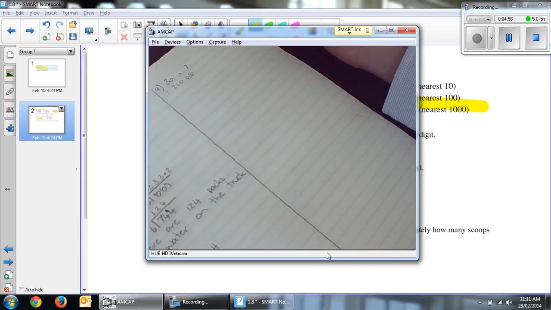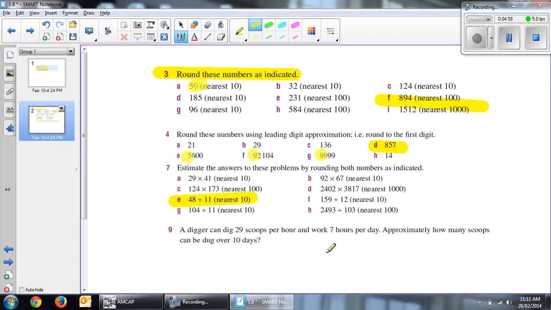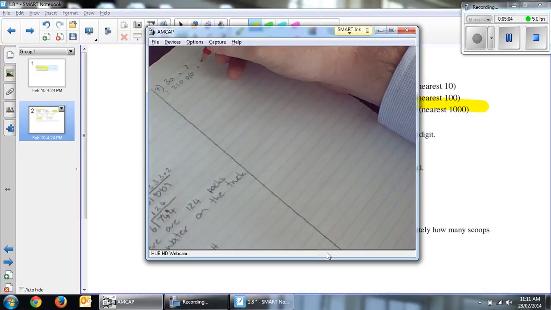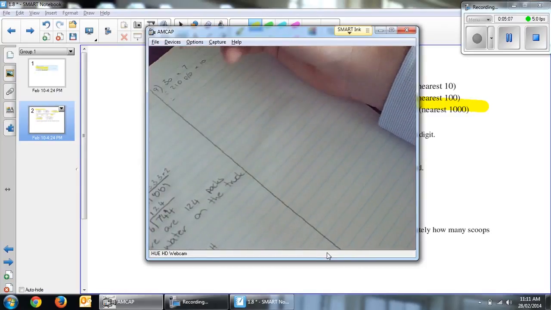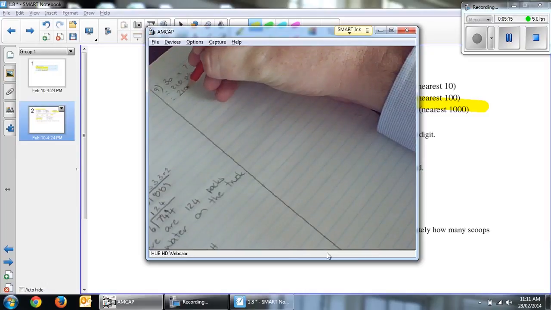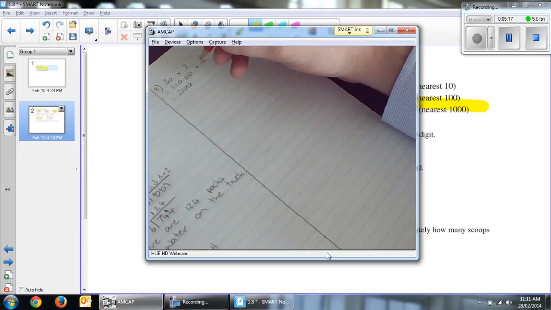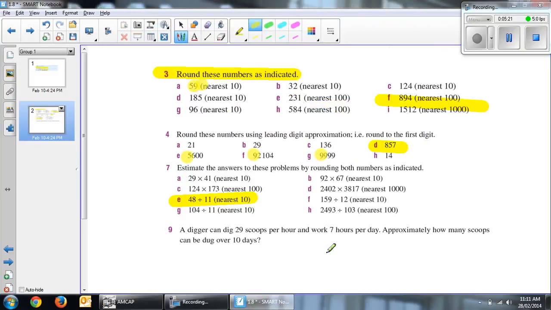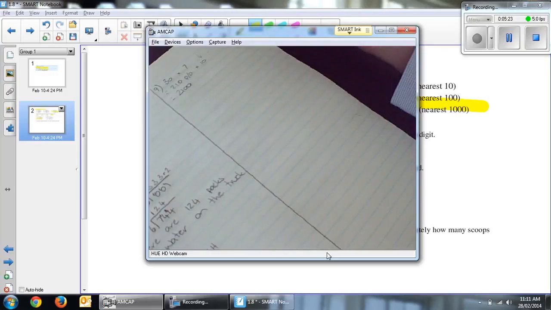Now we need to work out how many scoops could be dug over 10 days. All we're going to do is times this by 10. So timesing by 10, that means we can just move the decimal place once to however many zeros there are. In this case there is 1. So our digger is going to scoop 2,100 scoops over 10 days. And you'd need to write that down because it is problem solving.